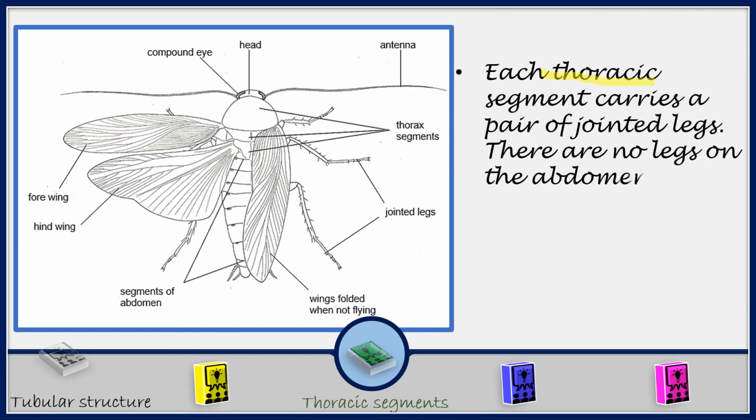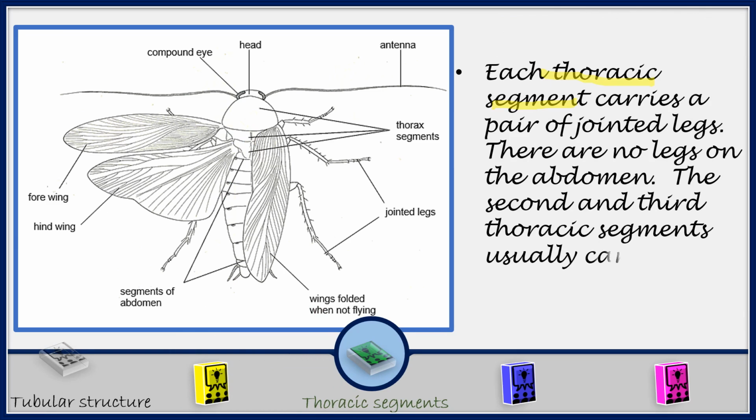Each thoracic segment carries a pair of jointed legs. There are no legs on the abdomen. The second and the third thoracic segments usually carry a pair of wings. So when you look at them, we are saying that each thoracic segment carries a pair of legs.